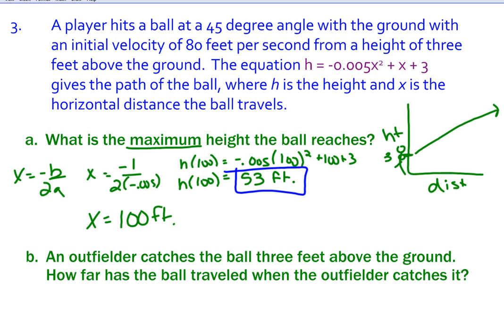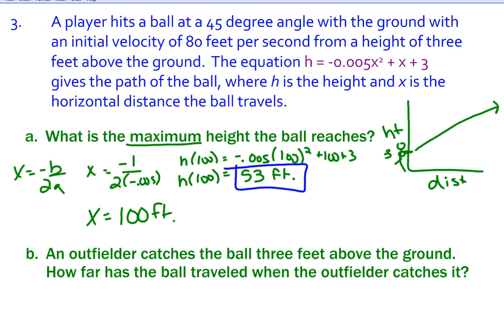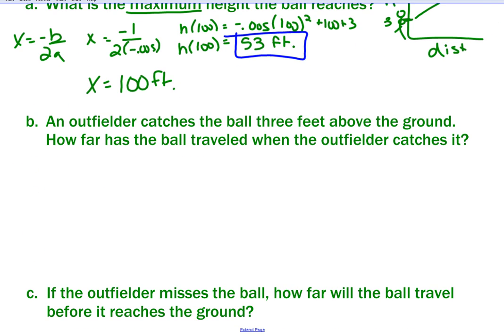It says an outfielder catches the ball 3 feet above the ground. How far has the ball traveled when the outfielder catches it? So here in this case, for my problem, my original equation again is this. They're saying they caught the ball at 3 feet. So I'm going to put a 3 in here for that height that they caught the ball at. That's h.